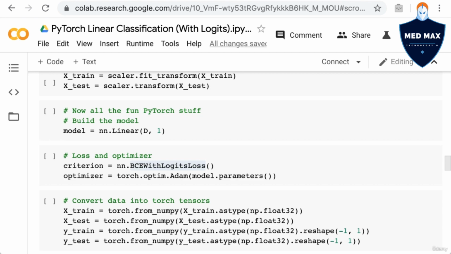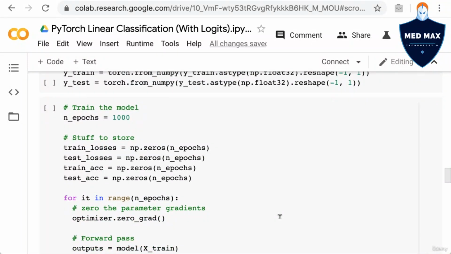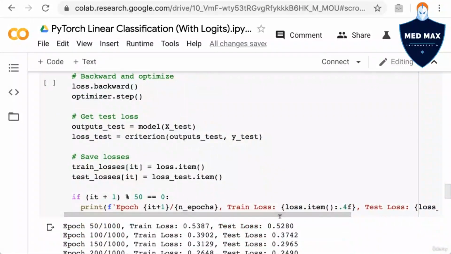The output of this model is the logit. Then, when we create the loss function, we use BCE with Logits loss instead of BCE loss like we were earlier. As its name suggests, this function calculates the binary cross entropy loss directly from the logits. As you can see, everything after this is the same as well. So our training loop is the same and we get the same results.